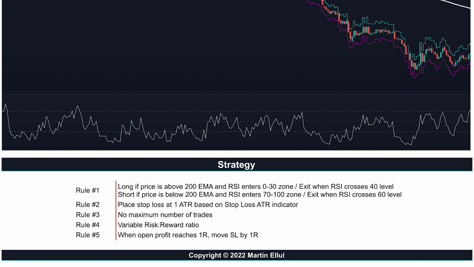The second rule is that we place the stop loss at 1 ATR based on the stop loss ATR indicator we're going to be using. Then we do not have a maximum number of trades that we can have open at the same time. And so we will use a variable risk to reward ratio. And the final rule is that when the open profit reaches 1R, we move the stop loss by 1R.